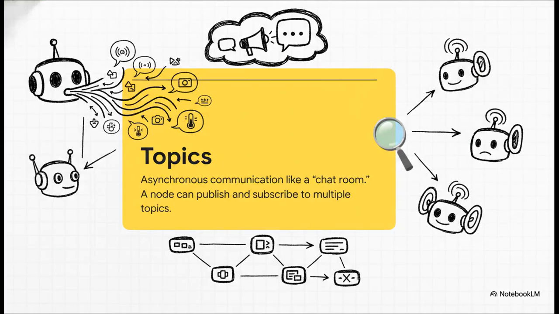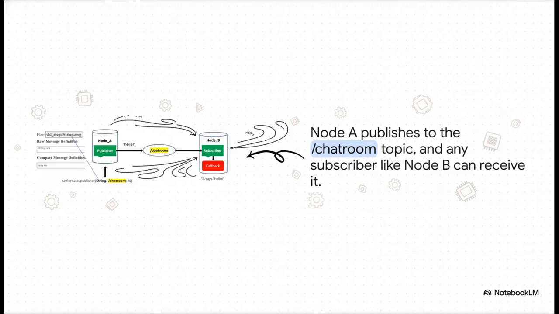Okay, so you've got all these nodes. How do they talk to each other? Well, the first method is called topics, and the best way to think of a topic is like a public chat room. One node, called a publisher, is basically shouting out updates to the whole room, like, here's the latest camera image, and any other node that cares, a subscriber, can tune into that chat room and listen. Let's see what that looks like.